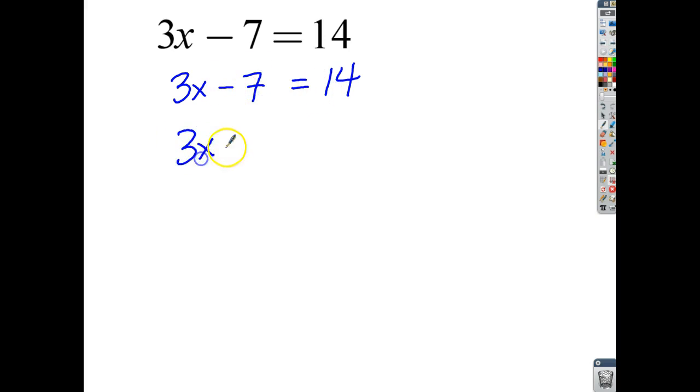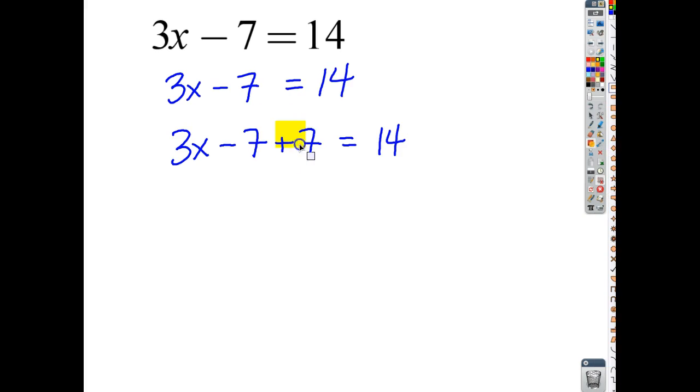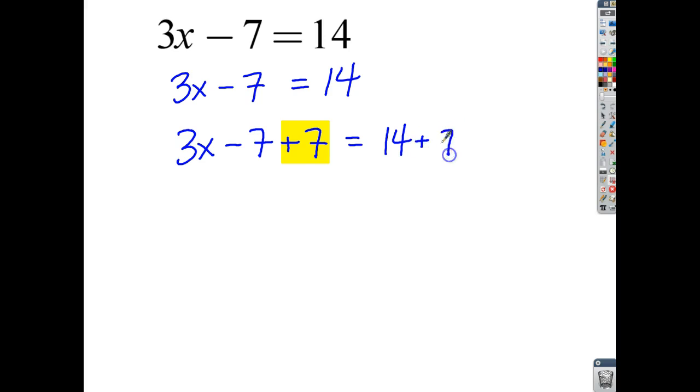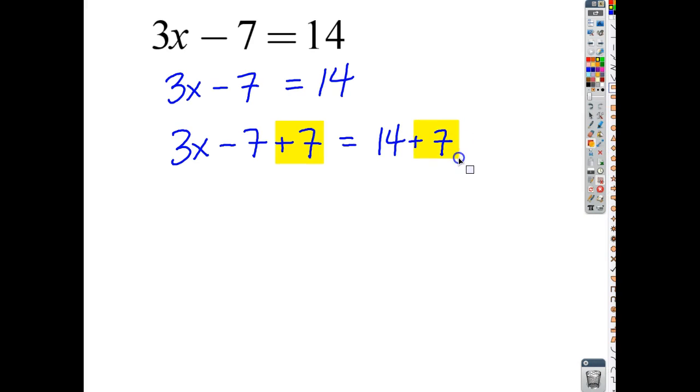So I'm going to take 3x, subtract 7, and then I'm going to add 7. And I'm going to put that on the left side, and then on the right side, I'm going to take 14, and this was the new piece I added, so that's going to have to get added here. Notice I'm doing the same thing to both sides. I'm increasing both sides by 7.